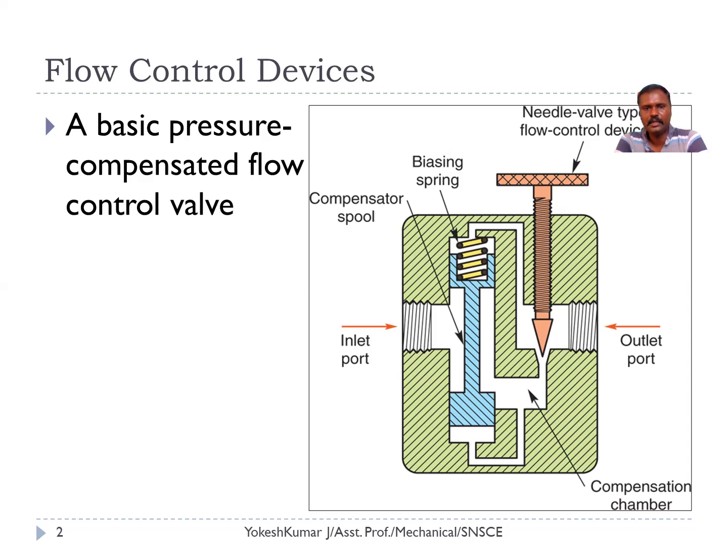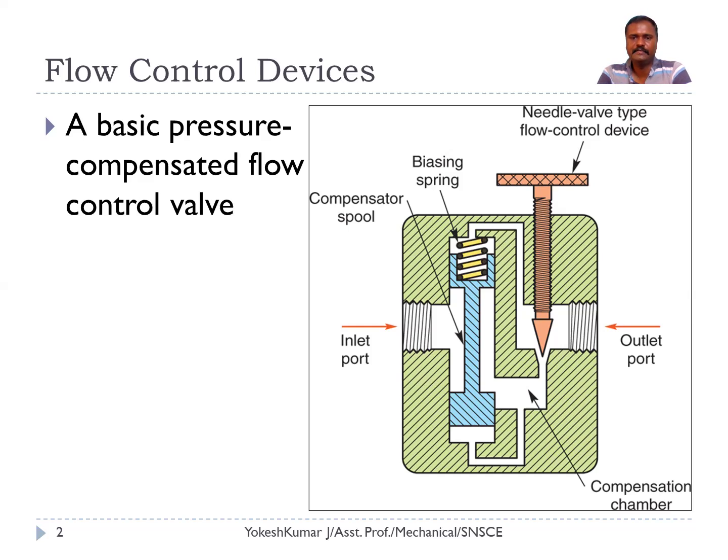Inside the hole, the compensator spool slides, and this spool is subjected to a biasing spring and works against the spring pressure. At the outlet of the valve, we have a needle type of flow control device. The construction is the same as in the previous case. The needle has precise thread cutting, and it is able to slide inside the valve body.